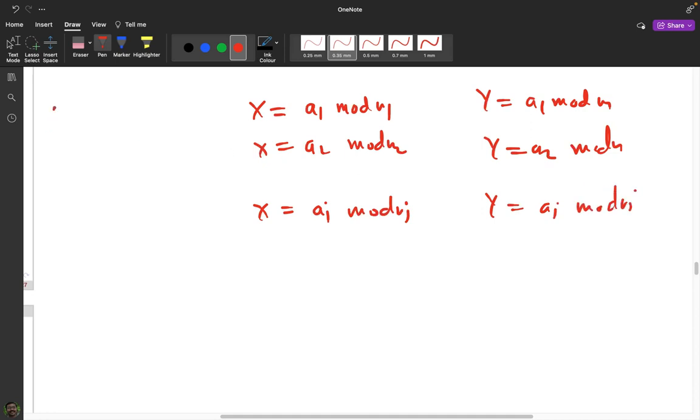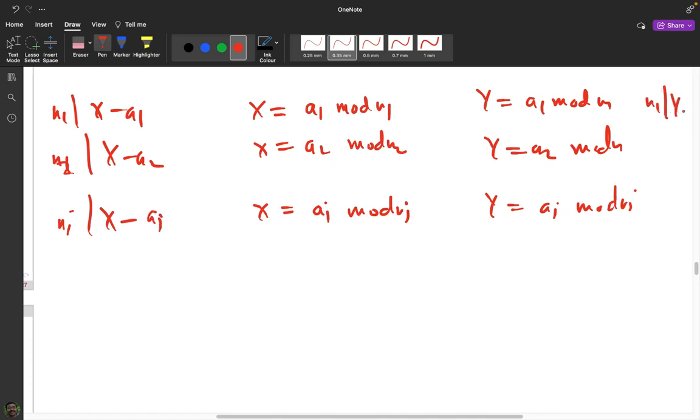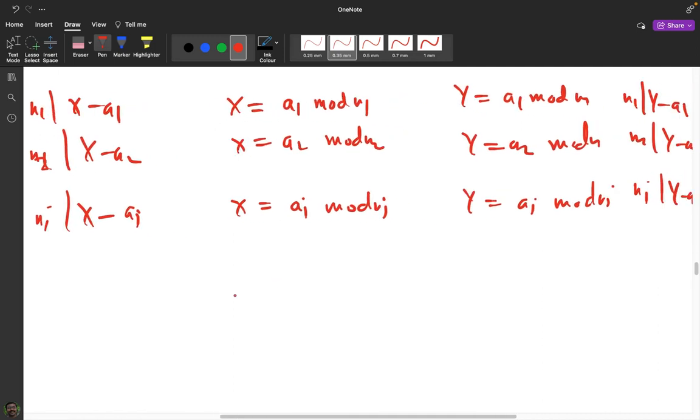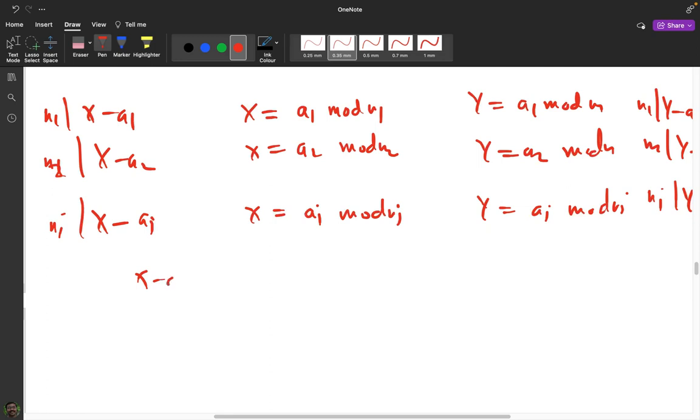This means that n1 divides x minus a1, n2 divides x minus a2, and similarly nj divides x minus aj. And similarly, n1 divides y minus a1, n2 divides y minus a2, and nj divides y minus aj. Now if you take the difference, x minus a1 minus (y minus a1), what is that? It is actually x minus y.